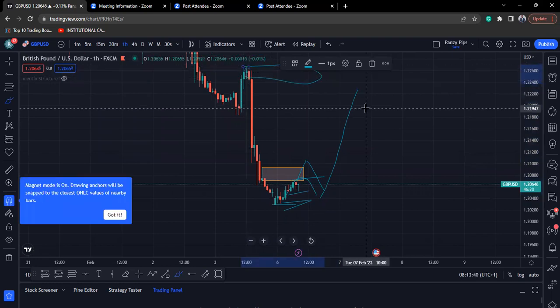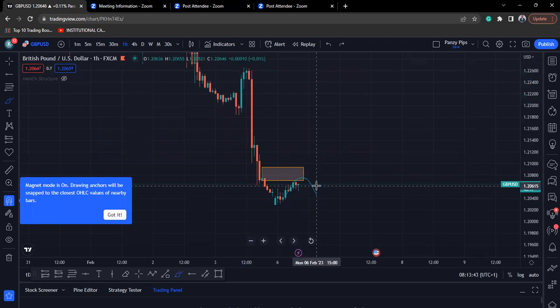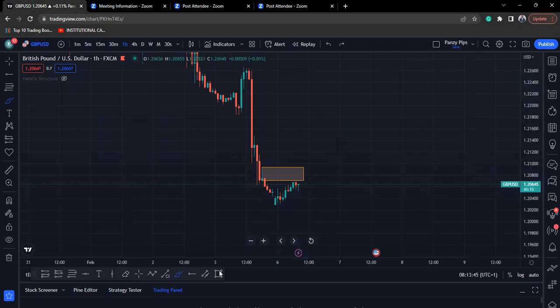Okay. Let us not forget that there's another supply zone inside here, but it didn't really do much. This is the one that brought this significant down move. This hasn't really done much. So I choose to ignore it. Maybe on this time frame, maybe on another time frame, I would need to see what it is all about.